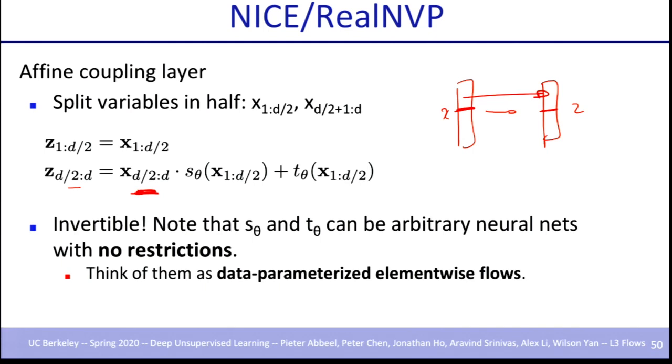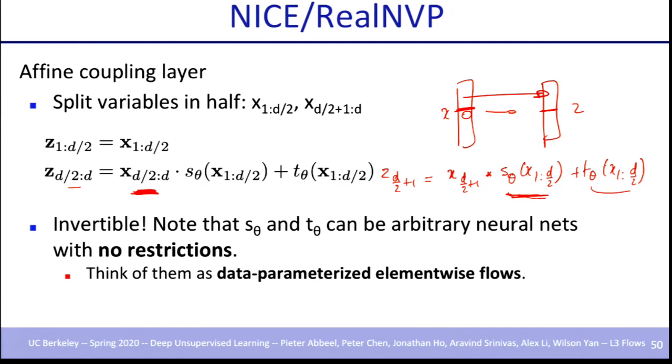So each entry in the second half, let's say I take x_{d/2+1}, I'm going to multiply that with some function that I can learn of x_1 through x_{d/2}. It can be a complicated neural net, plus another neural net that computes an offset based on x_1 through x_{d/2}. So what's happening here? This variable x_{d/2+1} will become z_{d/2+1}. This variable is undergoing a very simple element-wise affine transformation. It's multiplied with some constant, and something is added to it. But the constant multiplied with and the offset here come from the other variables that were just passed on.